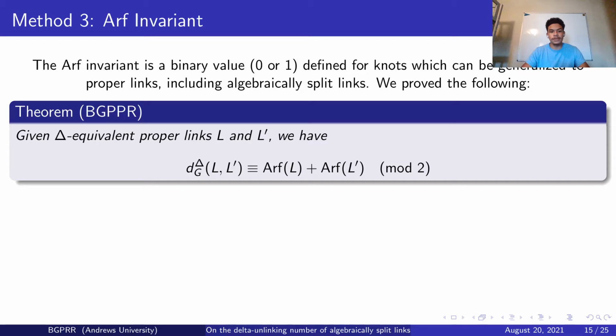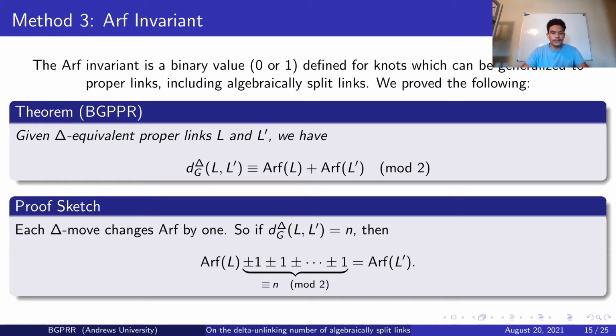The Arf invariant is a binary value, 0 or 1, which is defined for knots and can be generalized to proper links, in which our links, algebraically split links, fall as a subfamily of these. Now we prove the following result, which generalizes from knots: given delta equivalent proper links L and L prime, the delta Gordian distance between these two links is congruent to the sum of their Arf invariants mod 2.